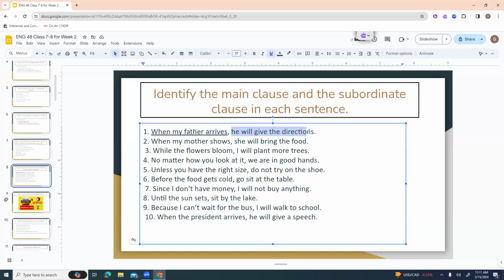This part I'm just going to put in italics just because it's really easy to flip up and grab it. There we go. When my mother shows, okay, I'm going to say arrives. I think I was using shows a bit colloquially there. It sounds funny. Arrives, she will bring the food. All right, well, this one's kind of a gimme because we just tried the when, so we kind of know when my mother arrives is, again, our subordinate clause, and she will bring the food.